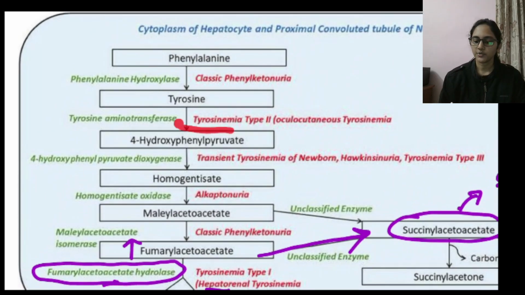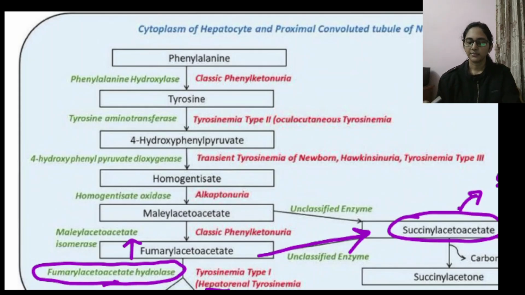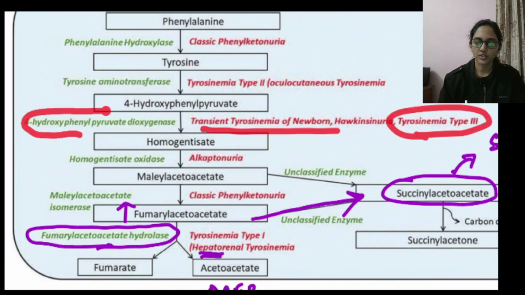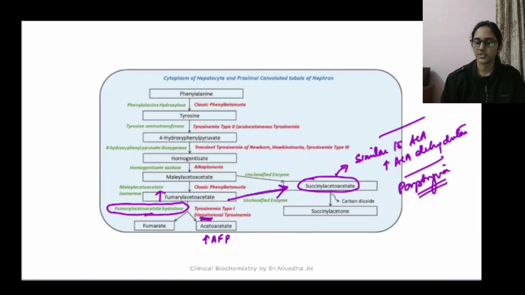And what is type 2 tyrosinemia? Type 2 tyrosinemia is nothing but deficiency of tyrosine aminotransferase, and that is an oculocutaneous tyrosinemia, right? And type 3 tyrosinemia is what? It is neonatal tyrosinemia, transient tyrosinemia of newborn, and that is due to deficiency of hydroxyphenylpyruvate dioxygenase. When there is a gain of function mutation of this gene, then you call it Hawkinsinuria, right? And the main important disorder is alkaptonuria. And what is alkaptonuria? Alkaptonuria is due to homogentisate oxidase deficiency, right?